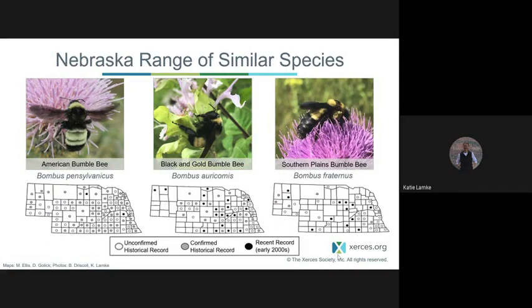So looking at the states, all the white and gray dots that you see are historical records, and the black dots are more recent records that were collected in the early 2000s. But all three of these bees we can see occur throughout all of Nebraska.